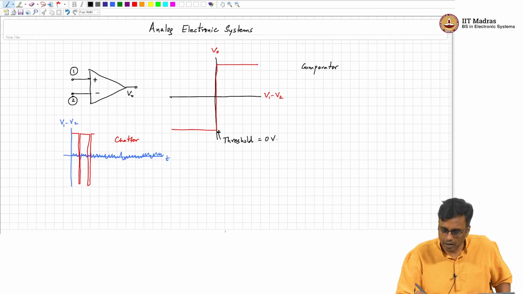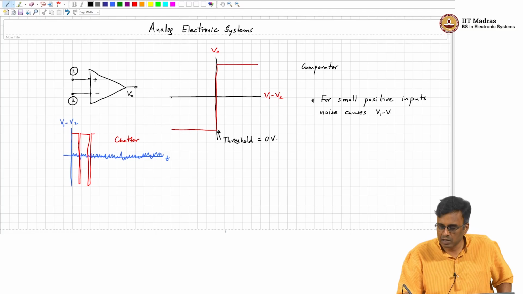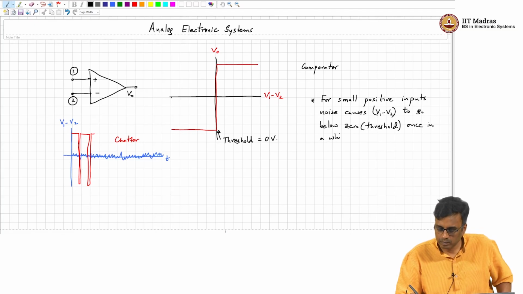So basically, for small positive inputs, noise causes V1 minus V2 to go below 0, which is basically the threshold, once in a while, and this leads to chatter.